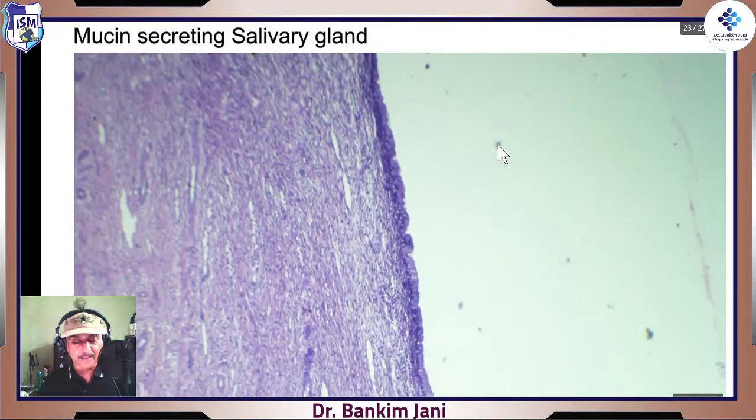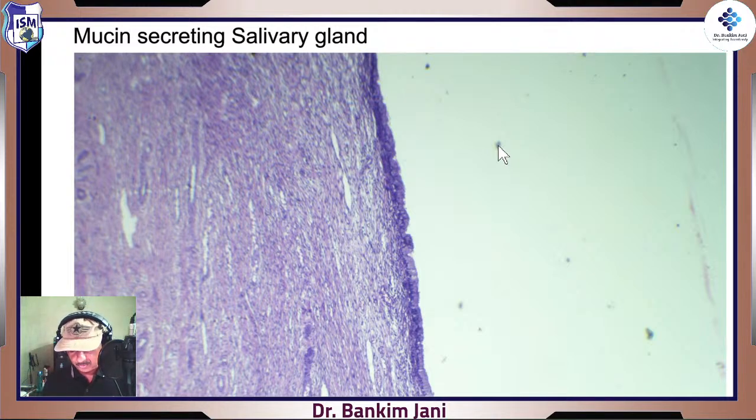Here it is, salivary gland, mucin secreting salivary gland. Salivary glands, there are three, right? They are the parotid, submandibular and sublingual. Submandibular, sublingual and the parotid. Parotid is the biggest one.